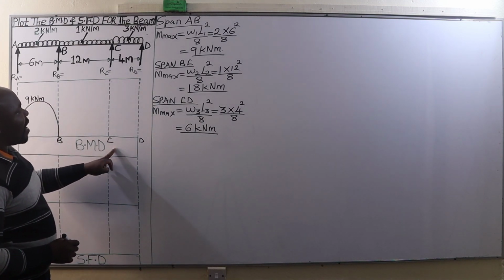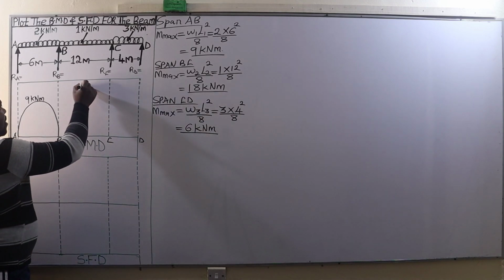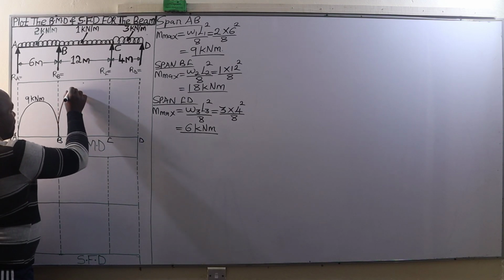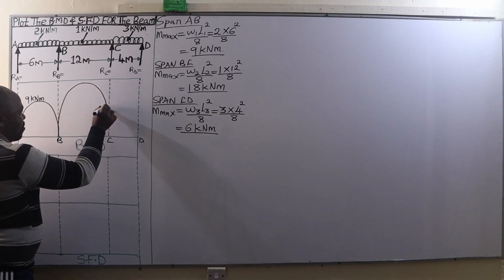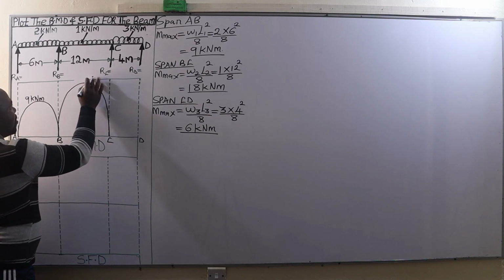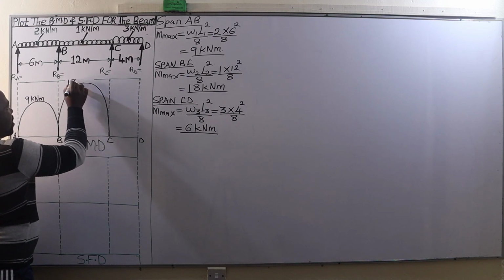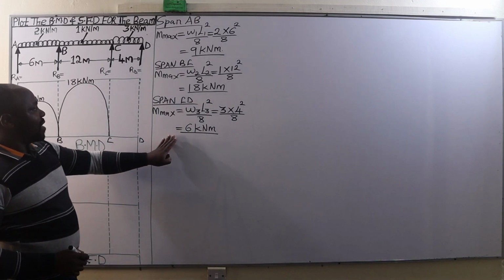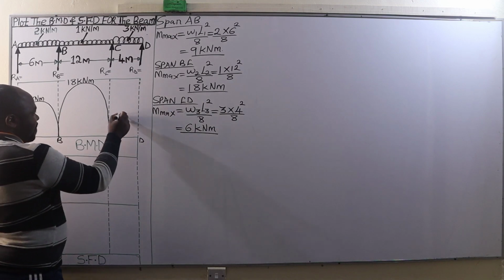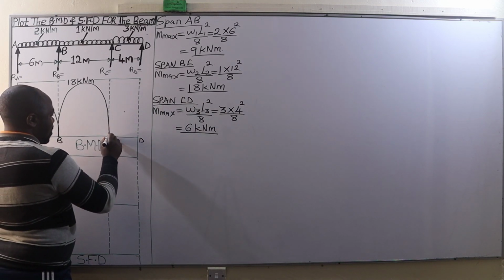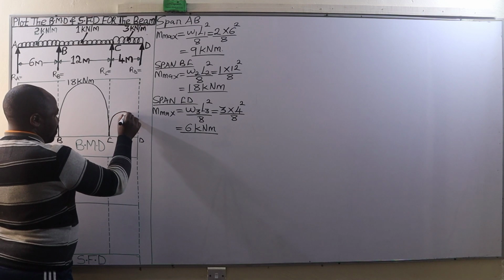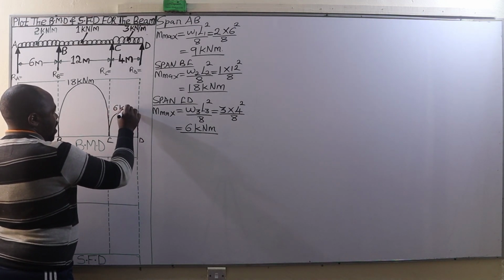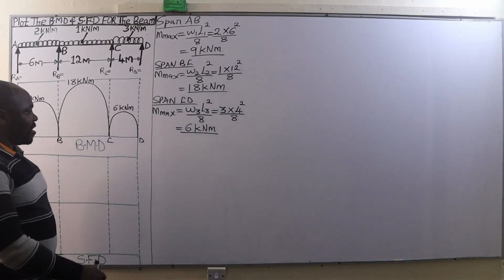Between B and C, we have 18, so let 18 be approximately there. It is also a smooth curve, because that is a uniformly distributed load. So here we have 18 kilonewton meter. Then finally, we have the span C to D, 6 kilonewton meter, approximately there. So we also plot a smooth curve having a bending moment of 6 kilonewton meter.